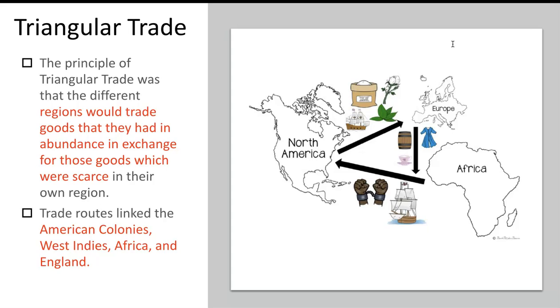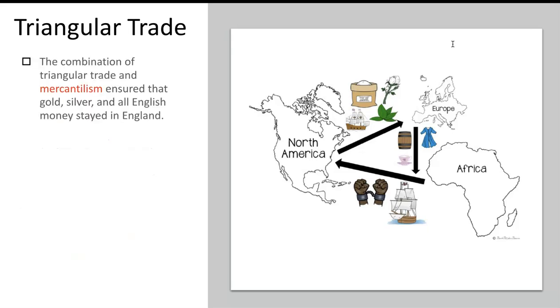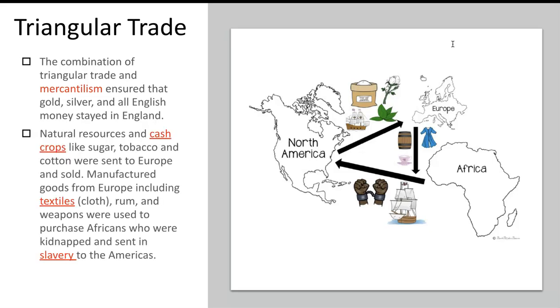If this video is moving too quickly, pause the video, fill in your notes, and when you are ready to continue, hit play. The combination of triangular trade and mercantilism ensured that gold, silver, and all English money stayed in England. I always tell my students we say mercantilism because the colonies can't trade with any other country other than the mother country. The colonies exist to benefit the mother country by sending raw materials and acting as a market for the mother country to sell their manufactured goods.